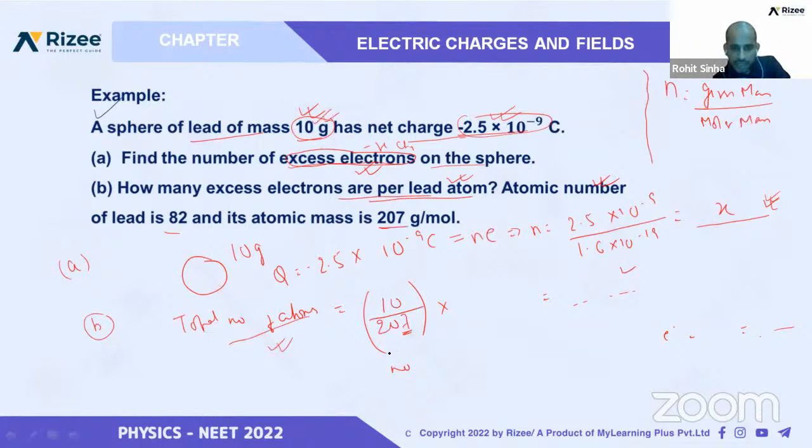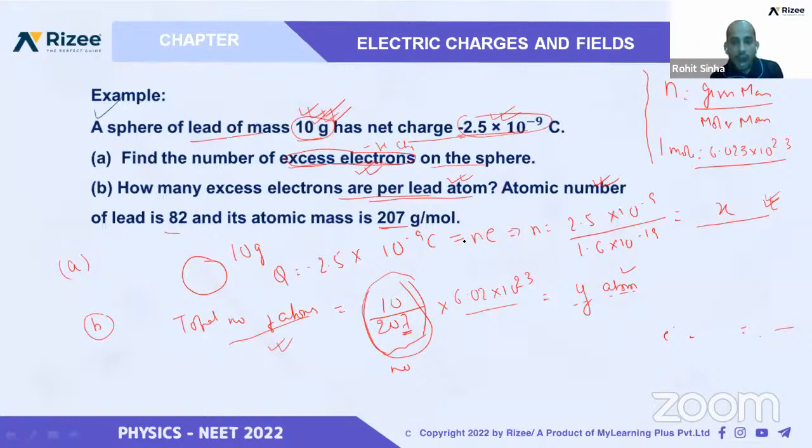We divide here. This will give the number of moles, and we know that in one mole there is an Avogadro number of atoms or particles, 10 to the power 23. If this many moles of lead are available with us, then how many atoms are there? We multiply this with the Avogadro number, that is 6.02 into 10 to the power 23. This many atoms will be available in 10 gram of lead, and suppose we get the answer Y.